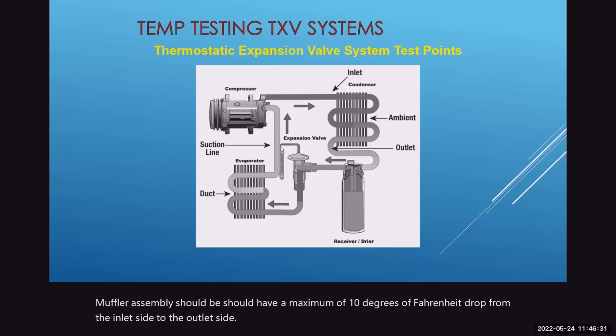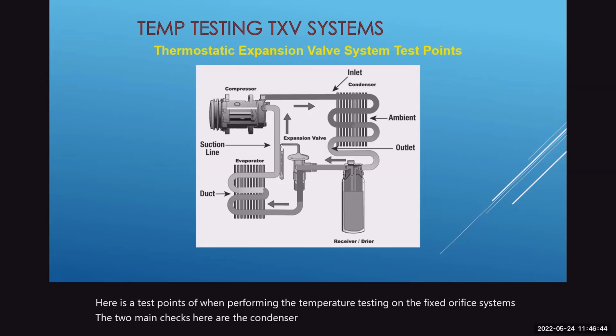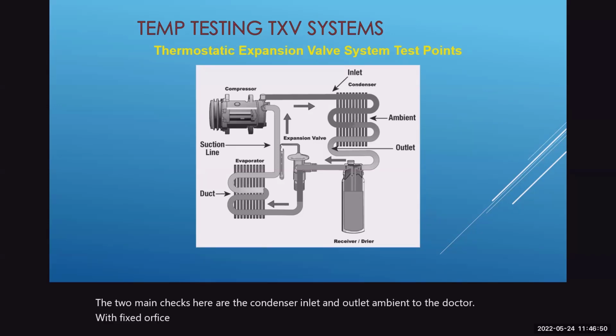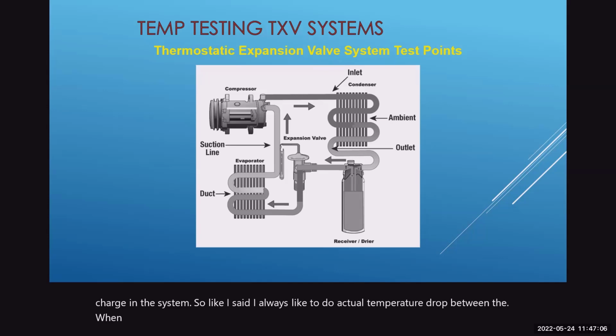Here are the test points when performing the temperature testing on fixed orifice systems. The two main checks here are the condenser inlet and outlet, and ambient to the duct. With fixed orifice systems, the condenser temperature test is the most telling of the state of charge in the system. Like I said, I always like to look at the actual temperature drop from the inlet of the condenser to the outlet of the condenser.